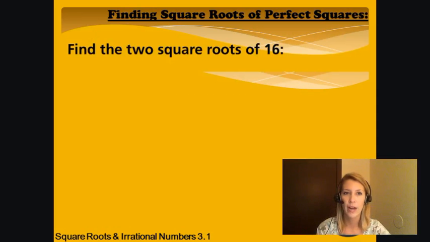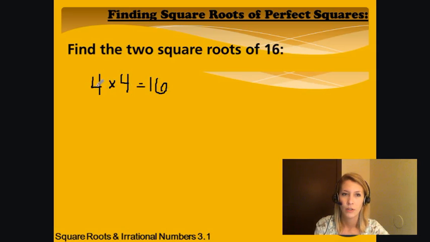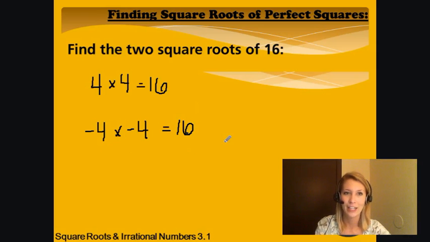In our first example, we're asked to find the 2 square roots of 16. So what numbers multiplied together equal 16? Well, obviously 4, because 4 times 4 is equal to 16. So that's one square root. Another square root is -4, because -4 times -4, 2 negatives multiplied together, equals a positive 16. So, in short, the 2 square roots of 16 are 4 and -4.